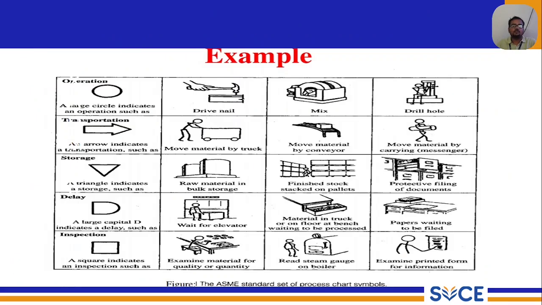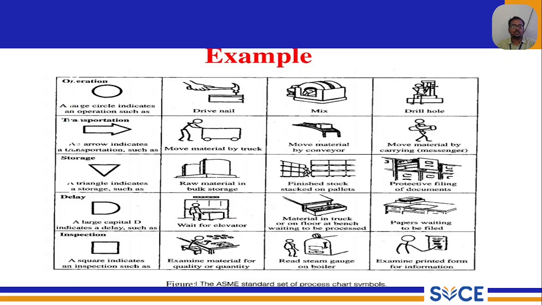Now with this video, we'll see the examples of method study, and the detailed description of the other method study techniques will be seen in the next video. So we'll stop with this in this particular video. This is an example which is indicating that there are so many activities. You could see that driving of a nail, a mixing process which is carried out inside a machine, drilling of a hole, all these are considered to be operations. Whereas movement of material by the truck, by the conveyor, or by the person himself carrying from one place to the other, you call transportation.